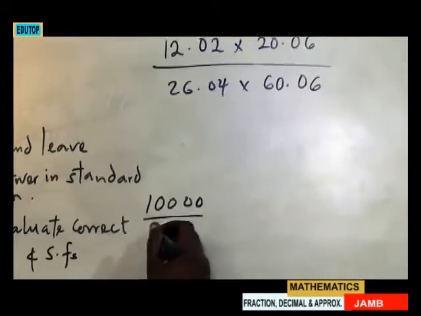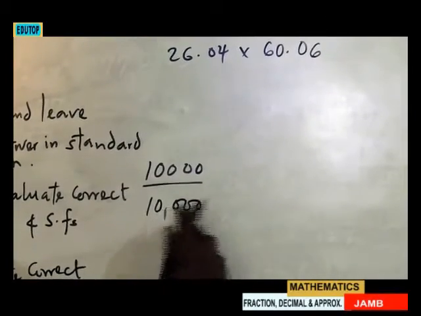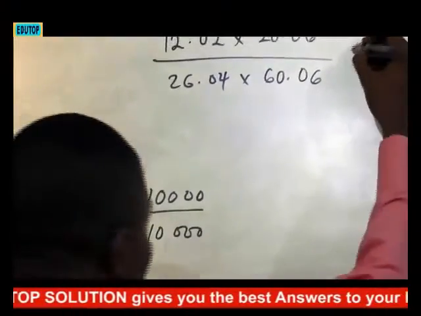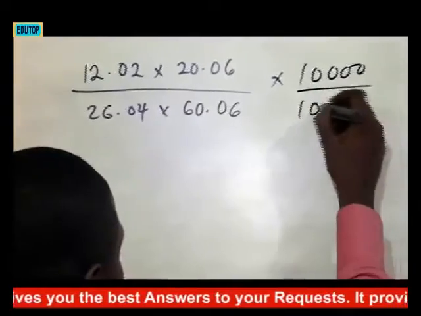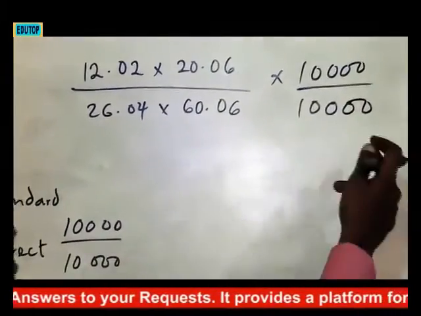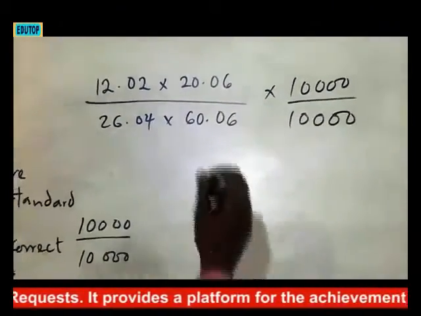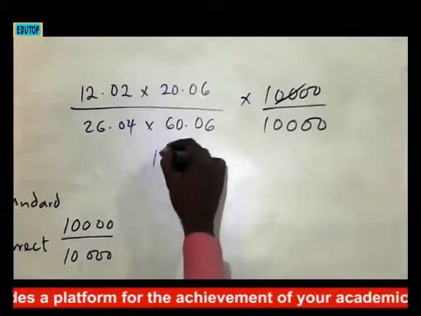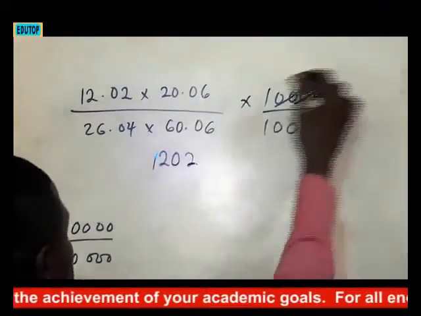So we find a fraction of that as 10,000. Then we use it to multiply what we are given, just to eliminate decimals. So times 10,000 over 10,000. So 10,000 divided by 10,000 is 1. 1 times this is still this. So we have not done anything to it. So in this situation, the 2 decimals, the 2 zeros will remove it. So we have 1202. Then the next 2, the 2 zeros will remove it.